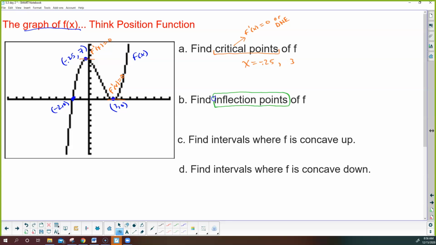Okay. Part B, find the inflection points of f. Well, what do I need to know about the inflection points? That's where the second derivative is equal to 0 or does not exist. Plus, there's a sign change. Now, another way for us to think of this is this is the point where we change concavity. That's what inflection points are.